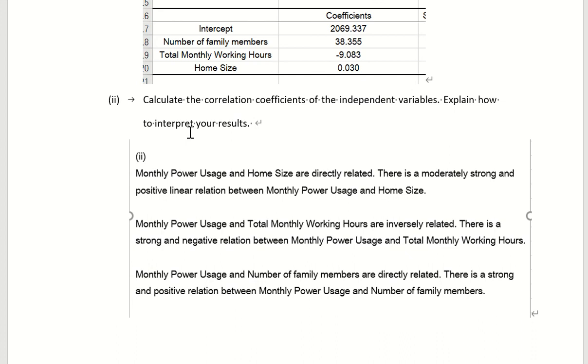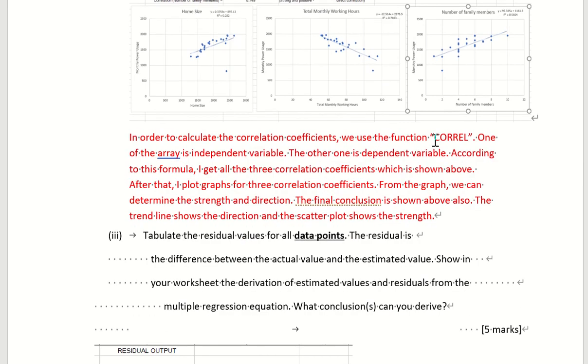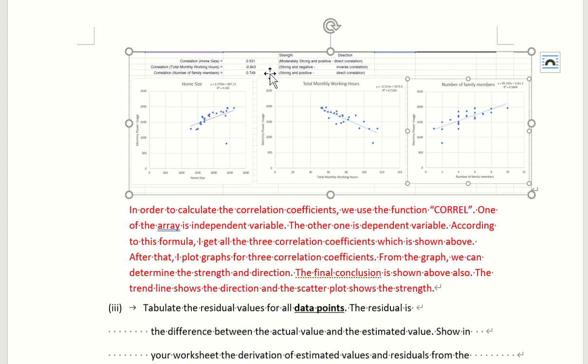So now is part two. For part two, we calculate the correlation coefficient using this formula. One array is the independent variable, the other one is the dependent variable. So according to the formula, we can get all three correlation coefficients, shown here, which are quite hard to see. One is 0.531, one is negative 0.843, and one is 0.749.